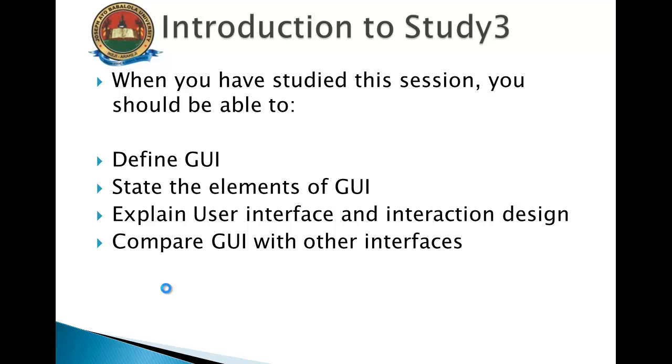In this study, you are expected to be able to define what is GUI, identify the elements of GUI, explain what is user interface and interaction design, and be able to compare the graphical user interface with other interfaces that exist.